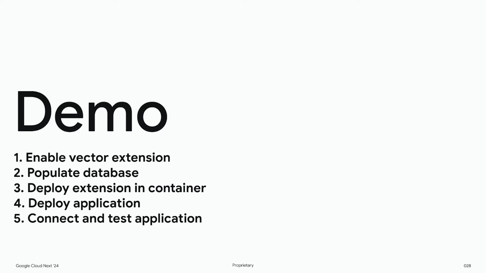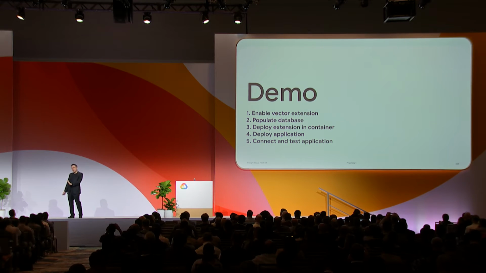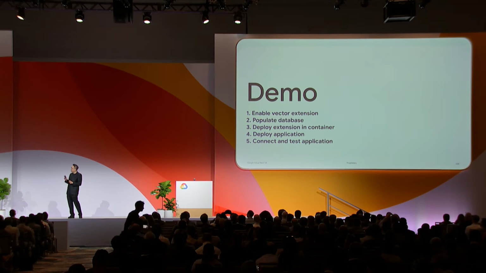In my demo, I'm going to cover 5 steps. First, we're going to initiate the instances. We're going to create a database. We're going to enable vector search. Then we'll populate the database with some sample data. Then we will launch the Cloud Run application service. And then finally, we will test and connect the application.